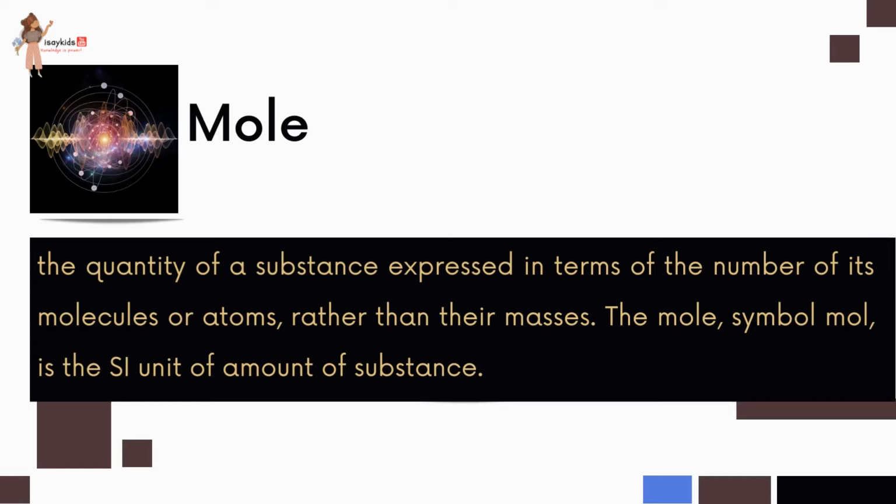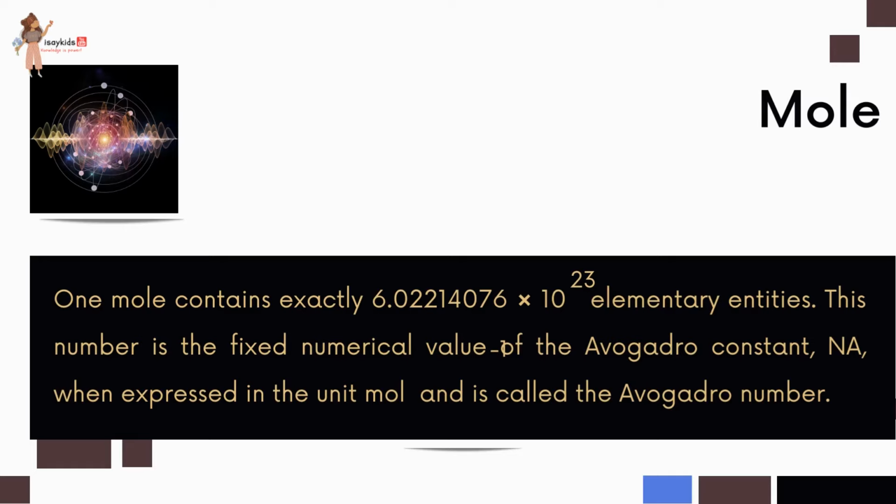The mole, the symbol is mol. It is the SI unit of the amount of substance. 1 mole contains exactly 6.02214076 into 10 raised to the power 23 elementary entities. This number is the fixed numerical value of the Avogadro constant NA when expressed in the unit 1 by mol and is called the Avogadro number.